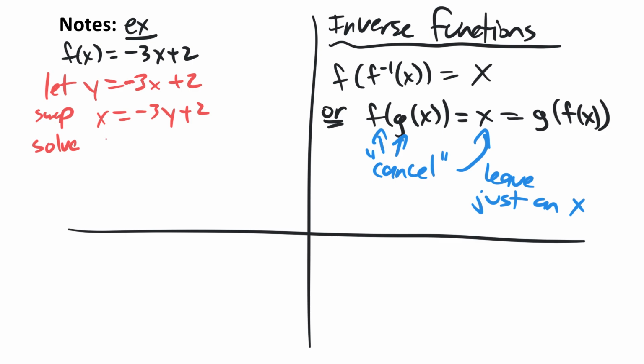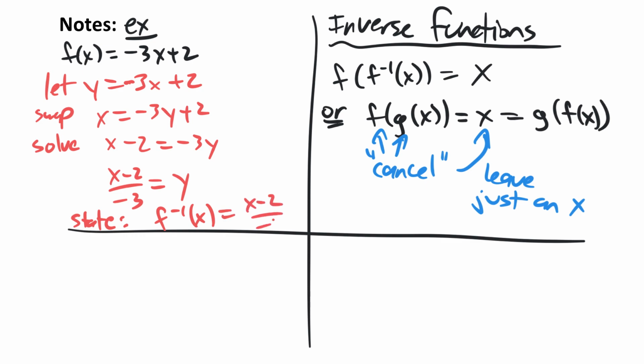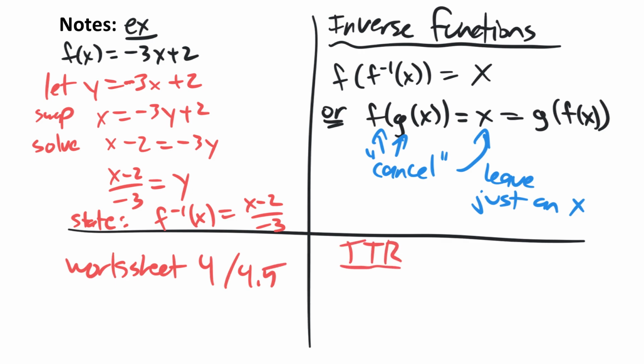So here we get x minus 2 equals negative 3y. (x minus 2) over negative 3 equals y. And then finally, I like the state. So we have the swap, the solve, and the state, if you like a little alliteration there. f inverse of x equals (x minus 2) over negative 3. Now for some extra practice, you can try worksheet 4 and 4.5.